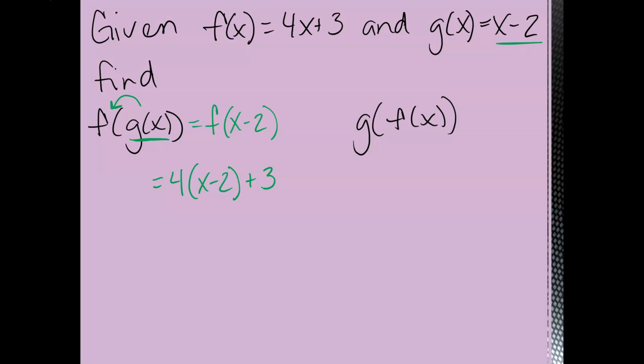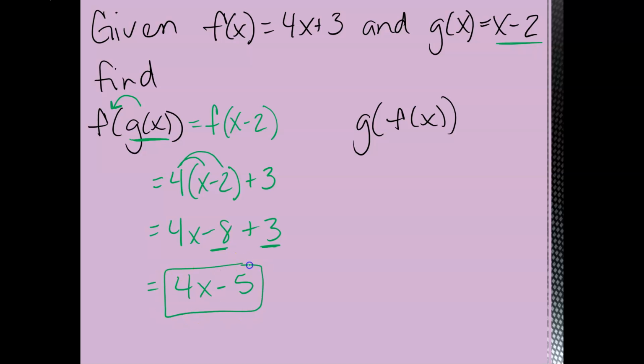Use your simplifying rules. We're going to distribute first. And I get 4x minus 8. Bring down that 3. I can combine negative 8 and positive 3, which will give me a negative 5. Can I combine any more? Nope. So that's your answer. Okay? All right. Next one.